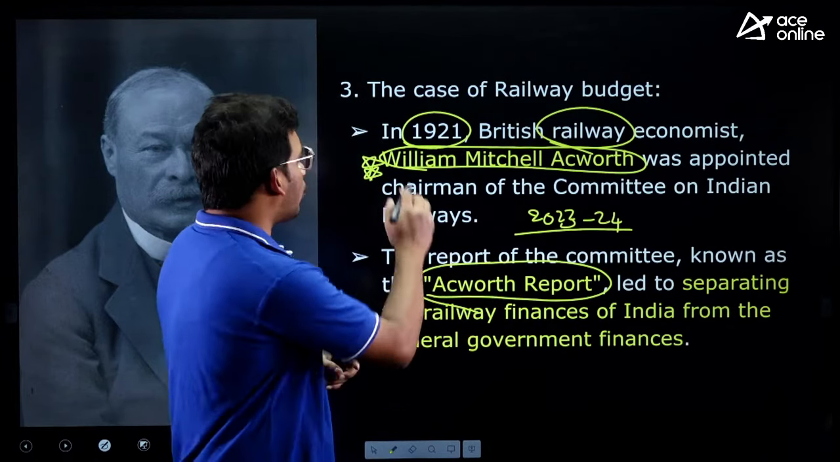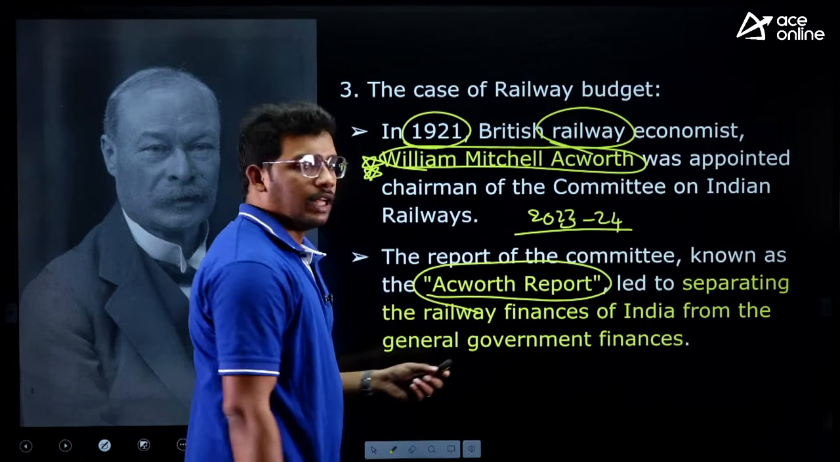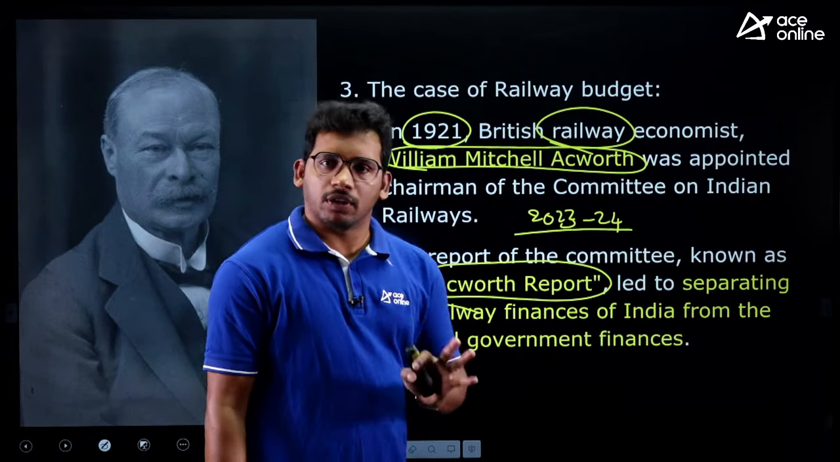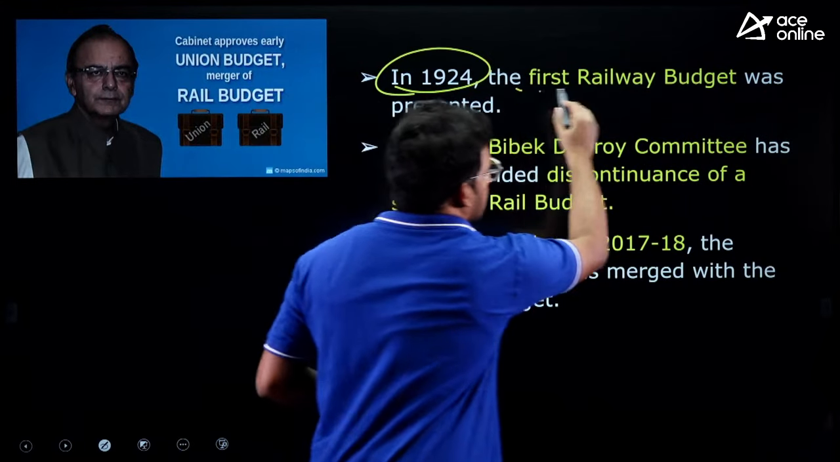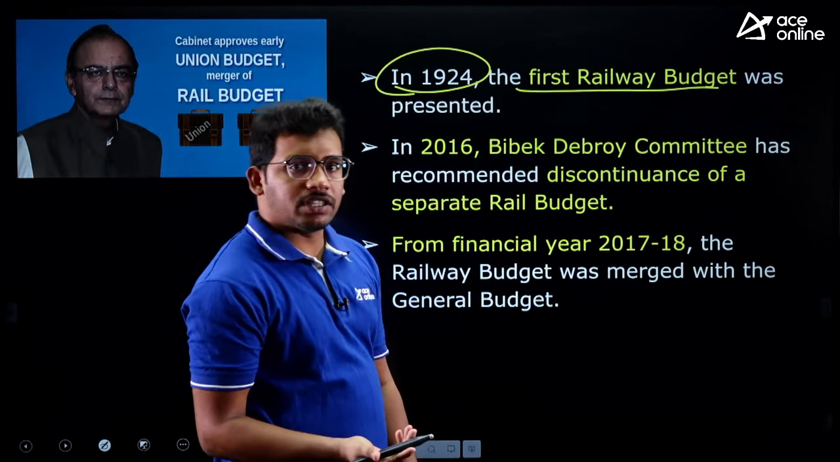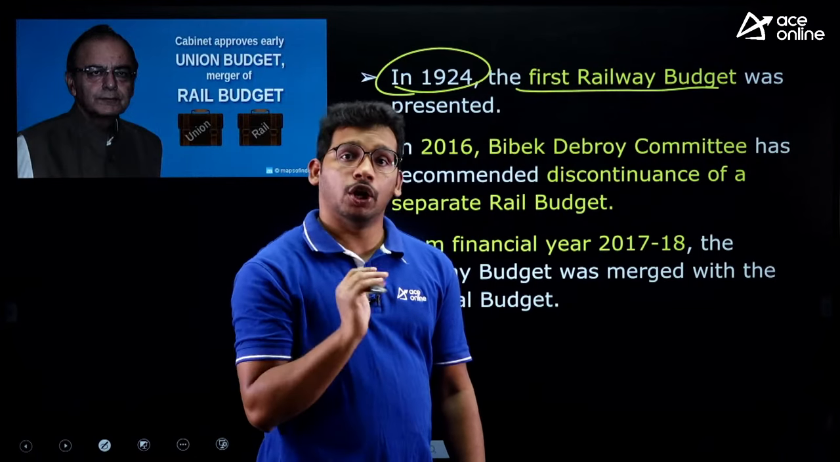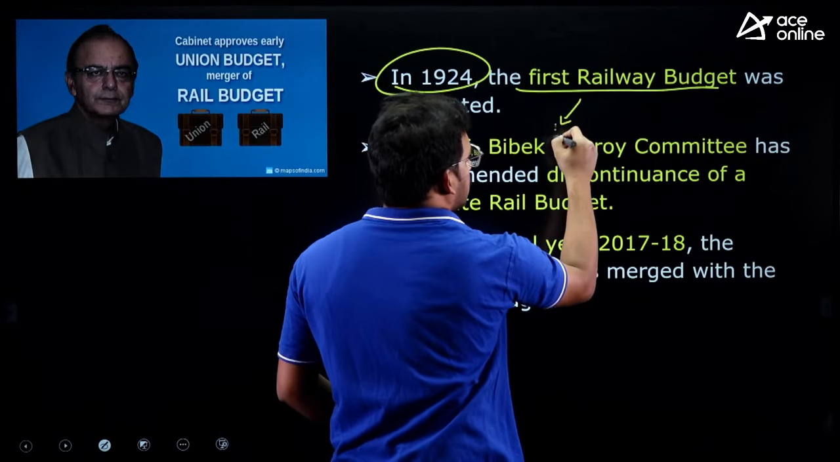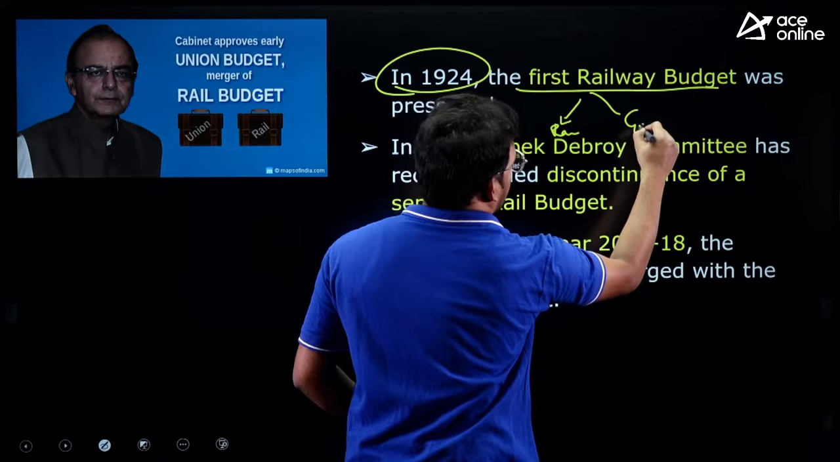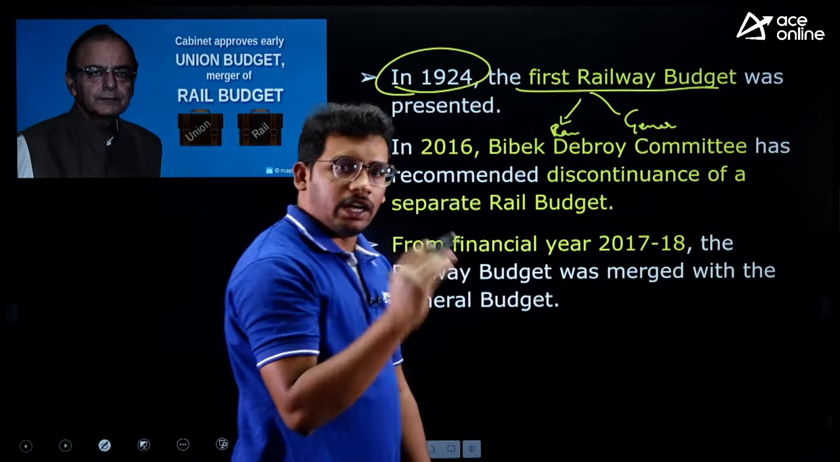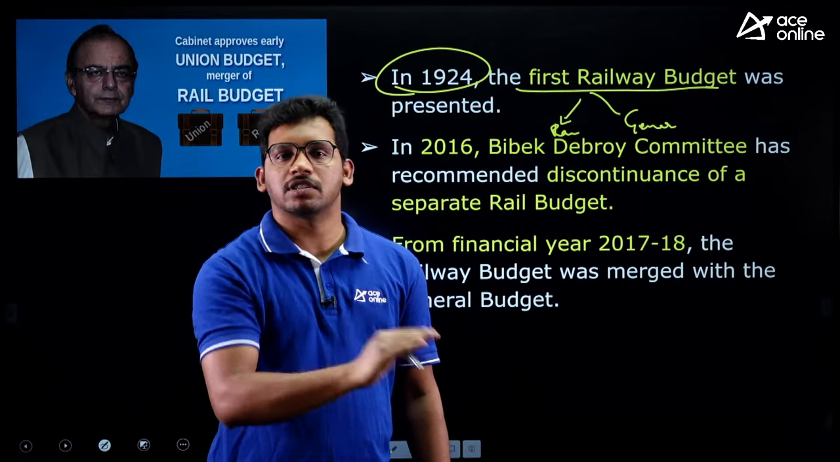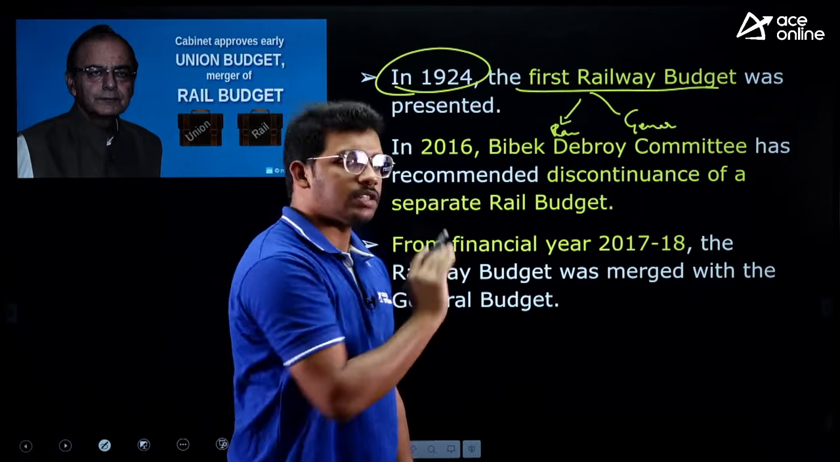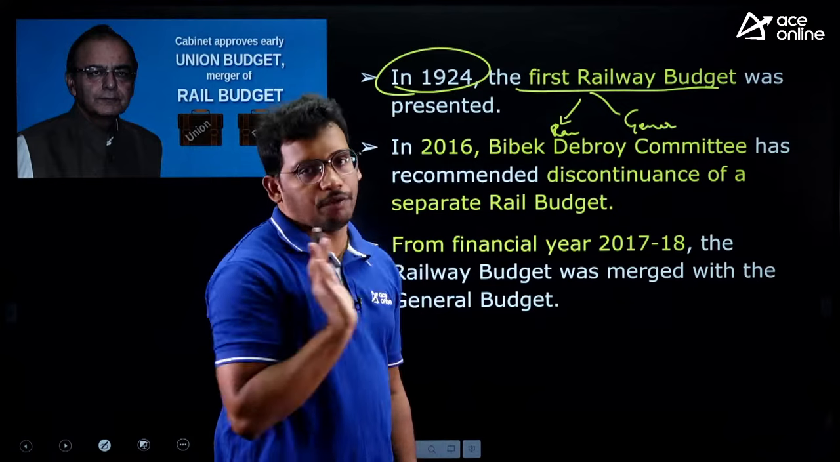So earlier, before 1924, there was a common budget only. There was only a general budget. But after 1924, there was a separate railway budget as well as a general budget. So there are two budgets, railways and general, right? From 1924 till 2016, there were two budgets. One is presented by the Ministry of Finance. The other is prepared by the Minister of Railways.